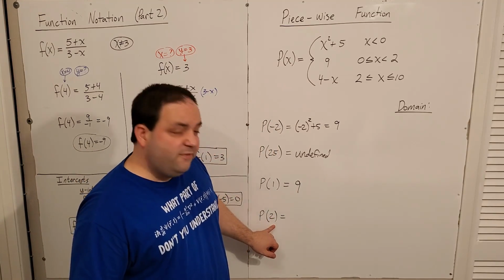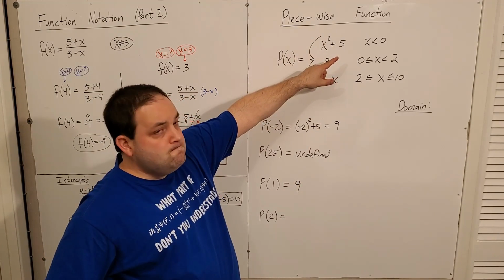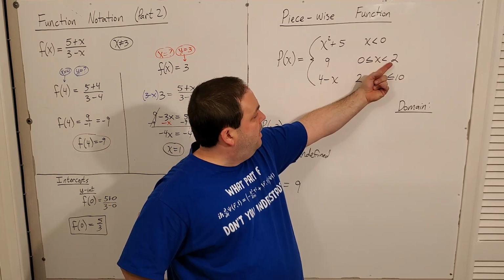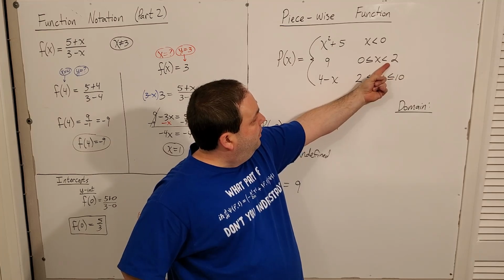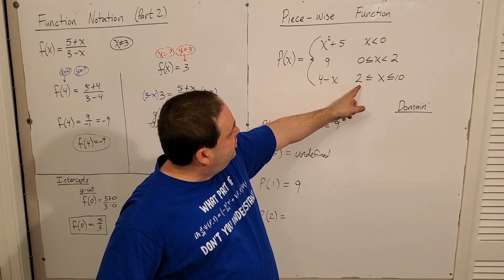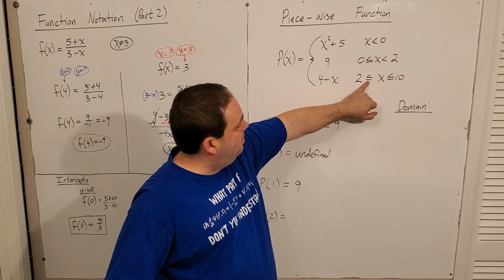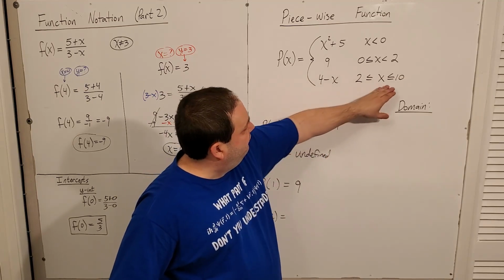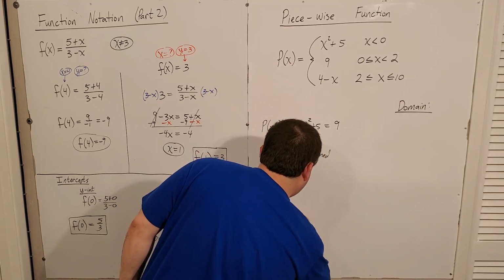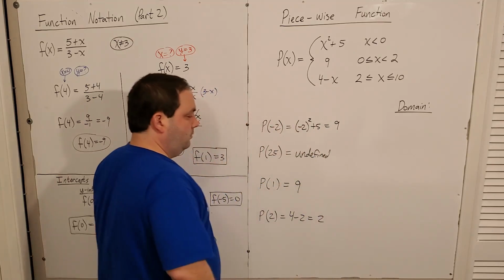All right, P of 2. Well, okay, is 2 less than 0? Is 2 in between 0 and 2? Well, wait a minute. Maybe, because it's on the endpoint. Oh, but there's no equal sign. Can't use it on that one. Is 2 greater than or equal to 2? Yes. Because the equals is here on the 2, P of 2 will fall into this third category. And I'll just do 4 minus whatever the number is, in this case, 2. 4 minus 2 gives me 2.